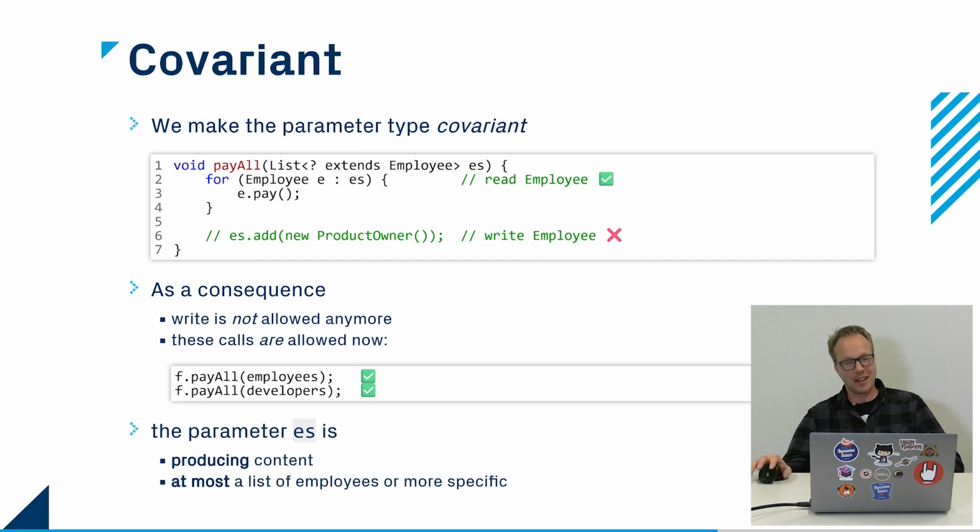Also, we can say the parameter ES, so the parameter list of the covariant list of employees, is only producing content. So it's only emitting employees, producing employees, but it cannot consume employees anymore.